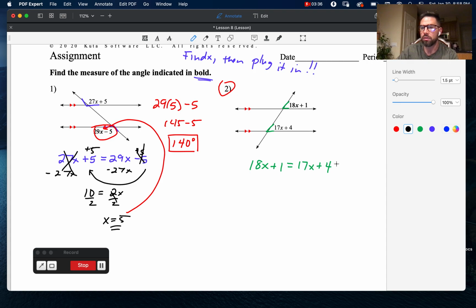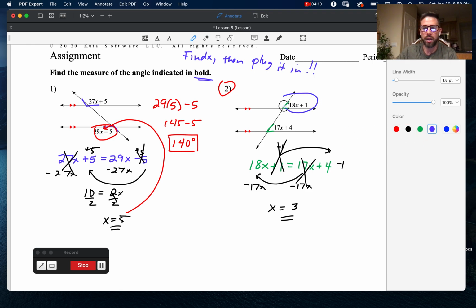Remember, we move the smaller variable. 17 is smaller than 18, so I'm going to move it over to the other side. Which means I'm going to move this guy over here, minus 1, and that guy's gone. We have just x over here, because 18 minus 17 is just 1. And 4 minus 1 is 3, so x is 3. We're almost there. We almost have our answer. We have one more step.